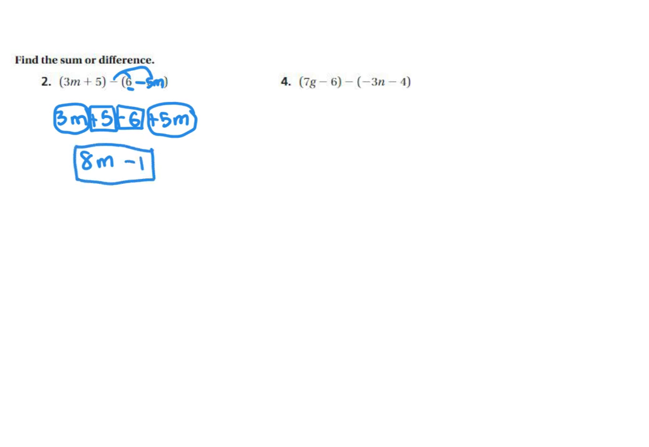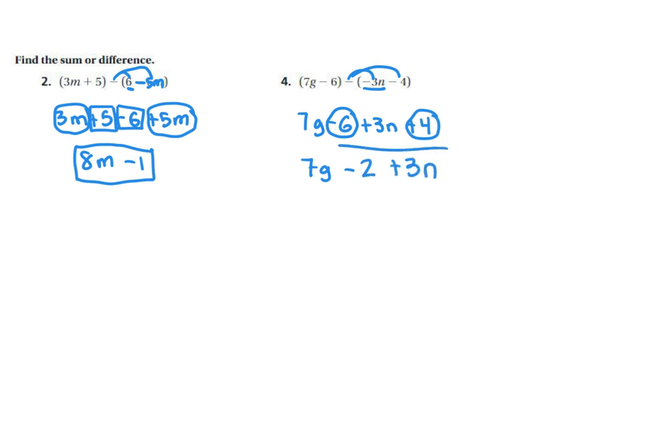For number 4, we'll also distribute the negative. So we have 7g minus 6. The opposite of negative 3n is plus 3n. And the opposite of negative 4 is plus 4. So then we'll just combine 7g. Oh, they're actually different. So we'll have 7g, negative 6 plus 4, so that's negative 2 plus 3n.